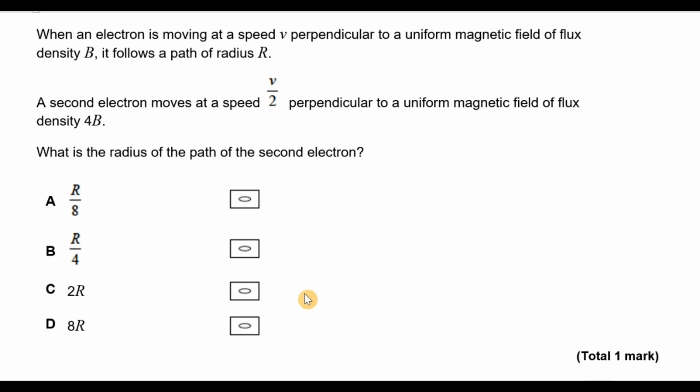Hello, another AQA A-level Physics multi-choice question. If you want to attempt this question yourself, please pause the video now. If you got the answer A, well done.